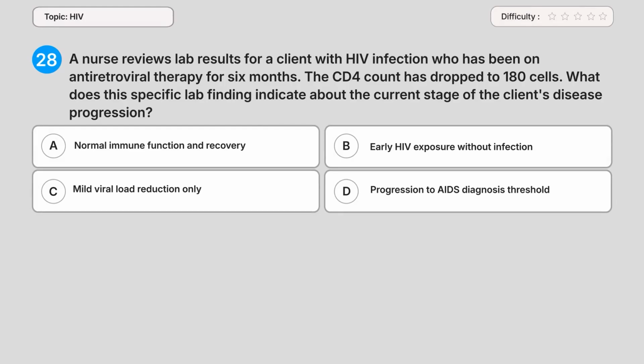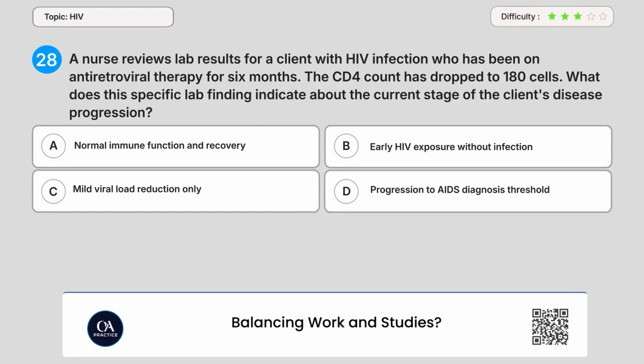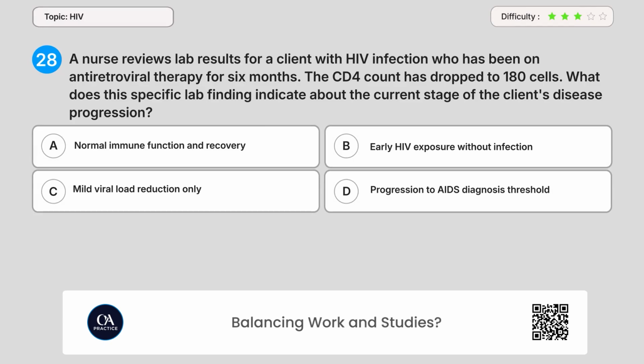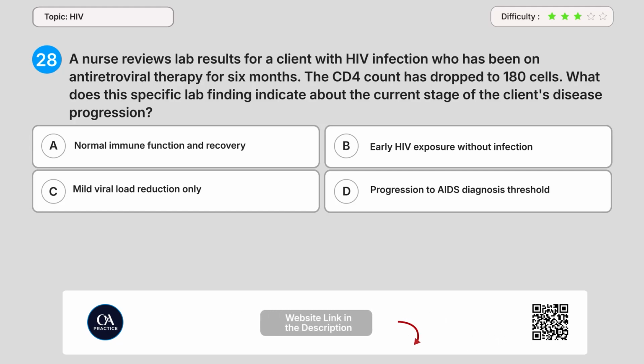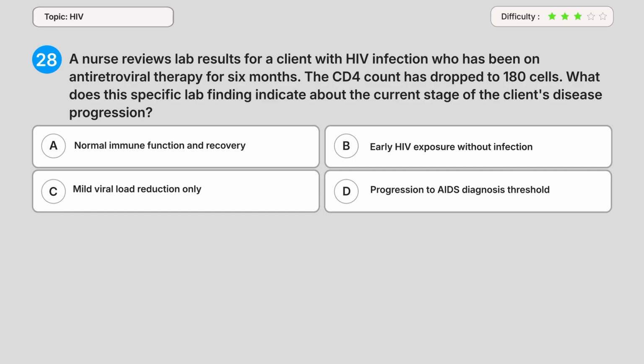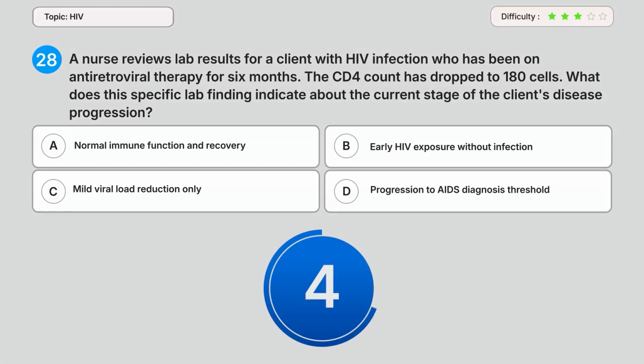28. A nurse reviews lab results for a client with HIV infection who has been on antiretroviral therapy for 6 months. The CD4 count has dropped to 180 cells. What does this specific lab finding indicate about the current stage of the client's disease progression? A. Normal immune function and recovery. B. Early HIV exposure without infection. C. Mild viral load reduction only. D. Progression to AIDS diagnosis threshold. Can you guess the answer?